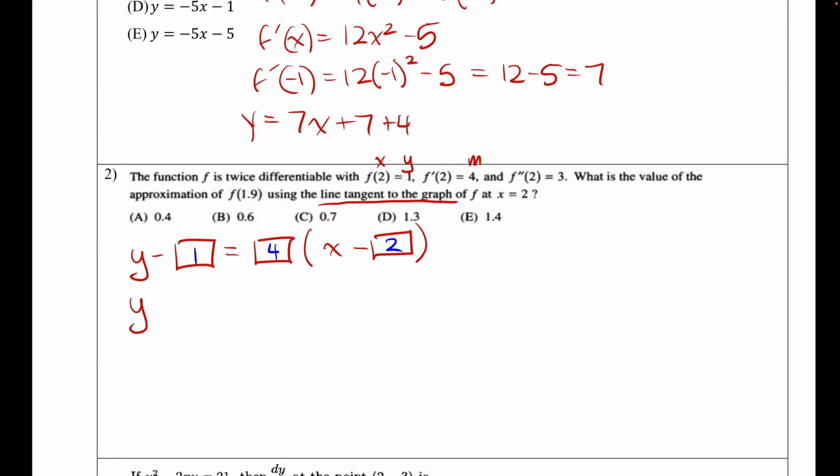I get y minus 1 is equal to 4 times 1.9 minus 2. Okay, a bunch of mental math here. 1.9 minus 2 is -0.1, times 4 is -0.4. So I have a -0.4 on the right, and then y minus 1 on the left. Adding 1 on both sides gives us y is equal to positive 0.6. Correct answer here is B, 0.6.